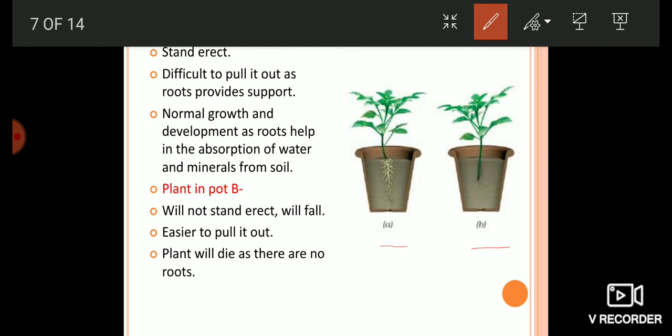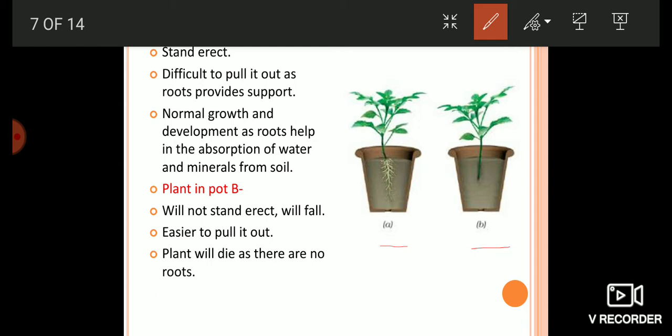After that, you have to water the plants regularly for 7 days. And after 7 days, you observe the plants. You will find that the plant in pot A with roots intact will stand erect.